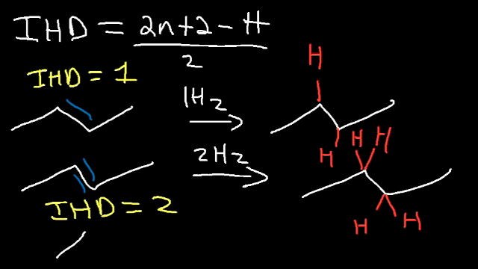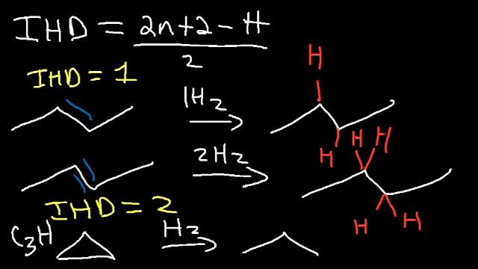Now for cycloalkanes with a lot of ring strain, you can react them with hydrogen gas and they will open up. So cyclopropane has the formula C3H6, but propane has the formula C3H8. So keep this in mind. Double bonds have an IHD value of 1, triple bonds have an IHD value of 2, and rings have an IHD value of 1.